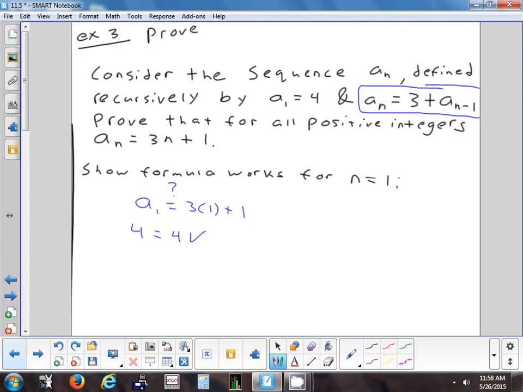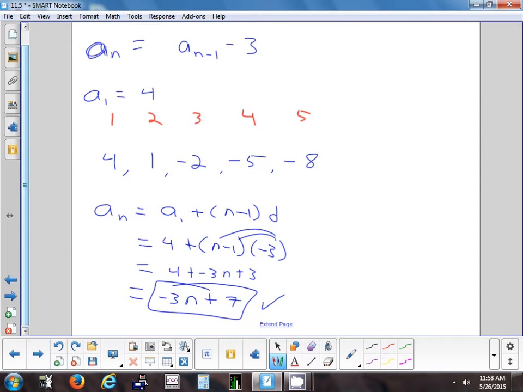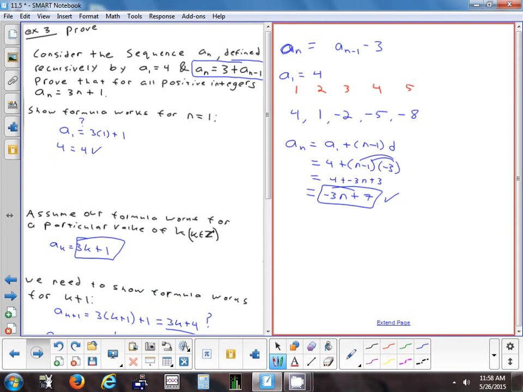So now you're basically at this step. You've got the first term, you've got the recursive formula, and you have the explicit formula. You're going to now do it the same way. But that's the hard part, just getting this formula. Proving it, it's going to be exactly like the last one you did.